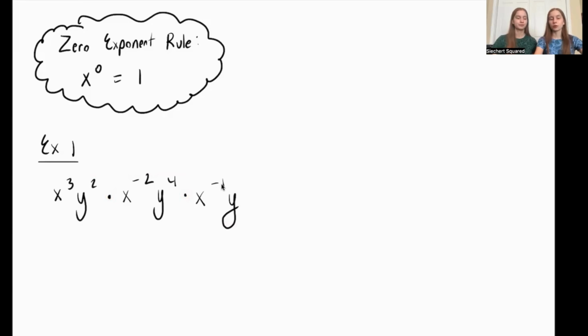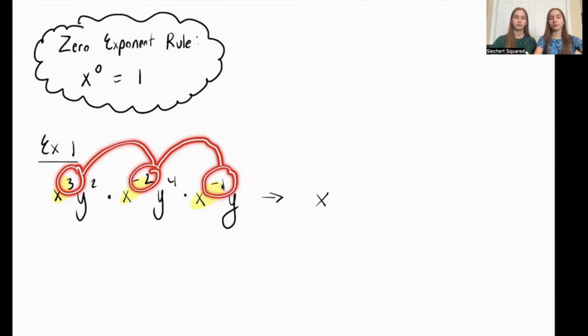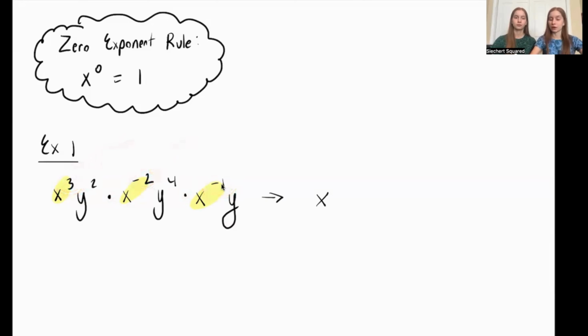For the product rule, we are looking for all of the same bases. So for instance, here's an x term, here's another x term, and there's a last x term. We are really looking at the exponents, and we are adding them all together, since we're multiplying those terms together. So we end up with x, and we have an exponent of 3, an exponent of negative 2, and an exponent of negative 1. 3 minus 2 gives you 1. 1 minus another 1 gives you 0. So we do have that 0 exponent pop up.